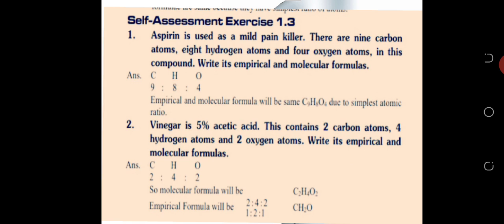Let's have a look. C means carbon. It has 9 atoms, hydrogen 8 atoms and oxygen 4 atoms. The empirical and molecular formula will be the same due to the simplest atomic ratio. Whenever we look at the formula, it means it already has the simplest ratio. So their empirical and molecular formula is the same.